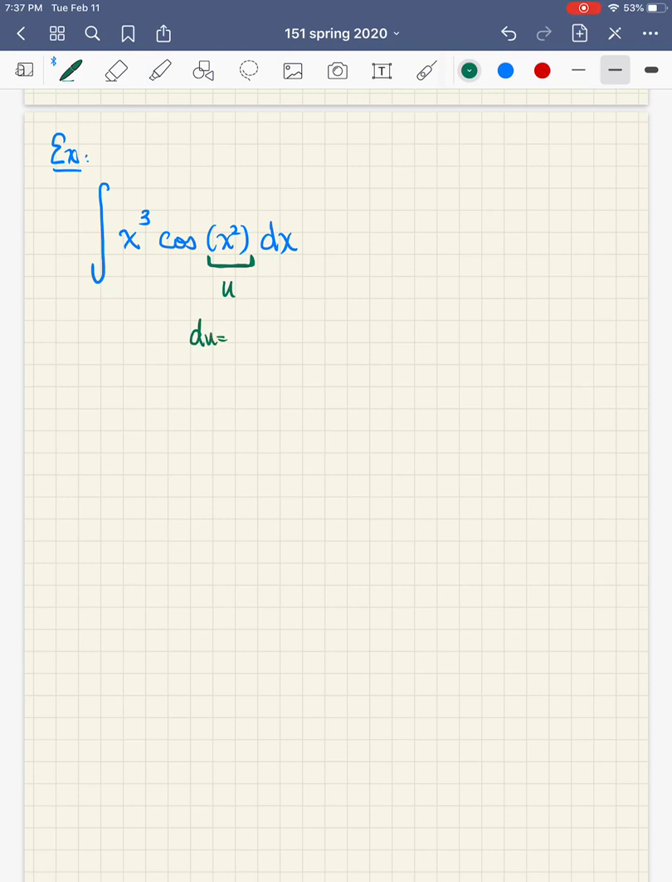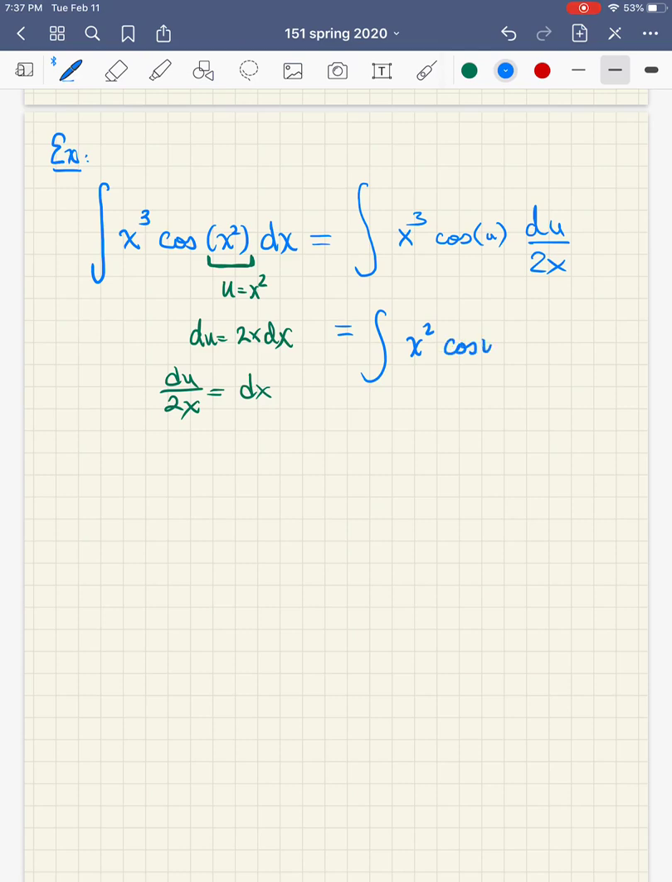If I go through my process, u equals x squared, du will be 2x dx, and then dx will be du over 2x. When I rewrite the integral, I get the integral of x cubed times cosine of u times du over 2x. One of the x's is going to cancel, so I get the integral of x squared cosine of u du. And hey, x squared, that's u again. So that's going to be the integral of u cosine of u du.